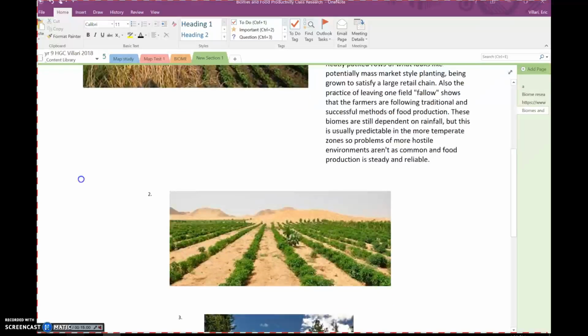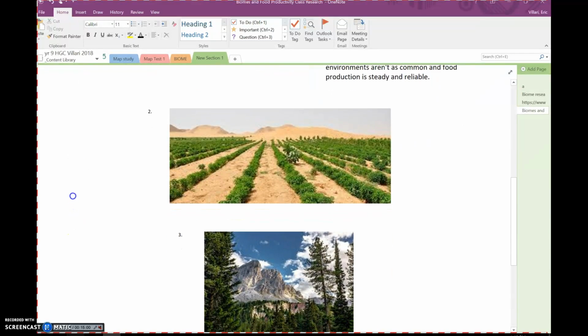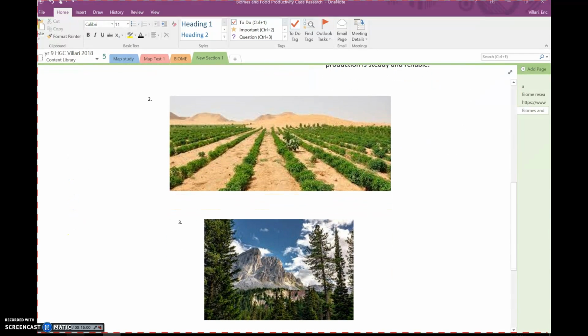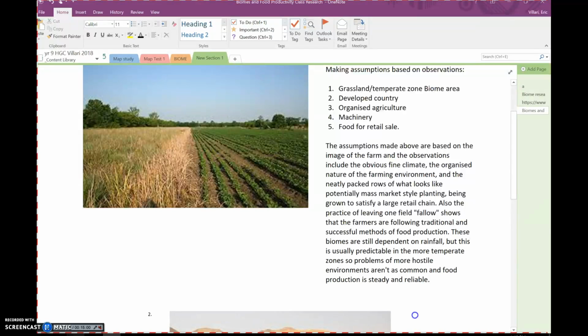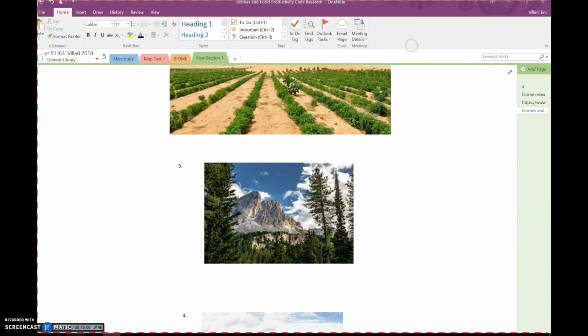Now, if you go to number 2, which is the first one you'll be looking at, obviously there's been a lot more human intervention in getting that sort of stuff to grow because of the environment. Look it up, do some work on your web page, and then once you've done that, do what I've done. Always refer to the example. It doesn't have to be exactly the same, but you are making assumptions based on those observations.